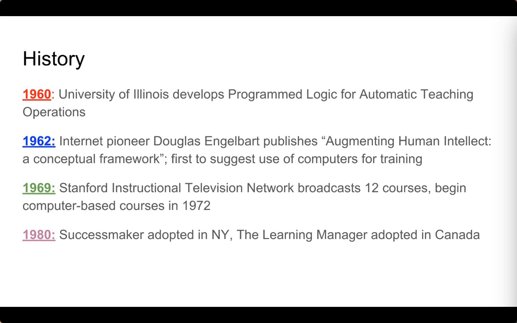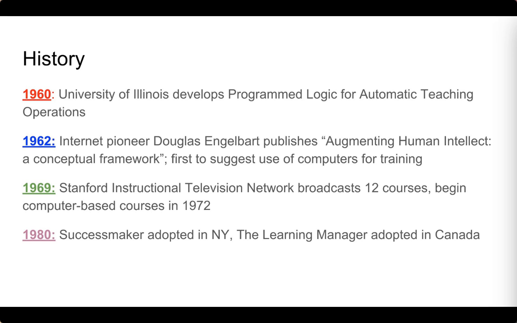In 1962, Douglas Engelbart, he was an internet pioneer. He published something called Augmenting Human Intelligence, a conceptual framework, and this basically was the first written suggestion that we use computers for training and learning purposes. And then in 1968, he put this into action. He created something called the online system. 1969, Stanford started using broadcasted courses on their television network.